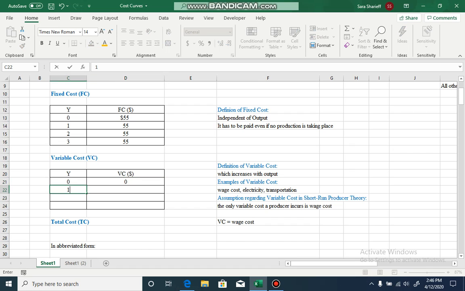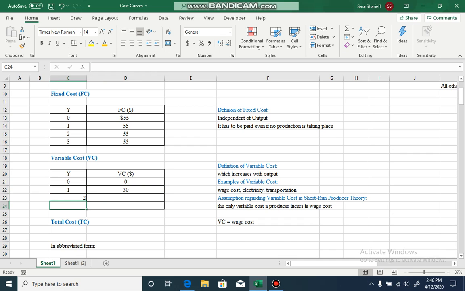If, let's say, one worker is working, now variable cost will start increasing, and I must tell you that it increases with a special pattern which I'm not discussing right now. Right now I'm just writing the numbers. Let's say there is one worker working in the restaurant, wage cost is, let's say, $30.